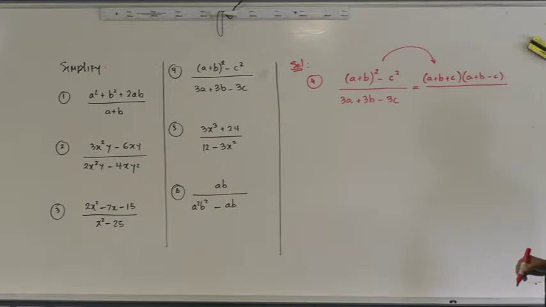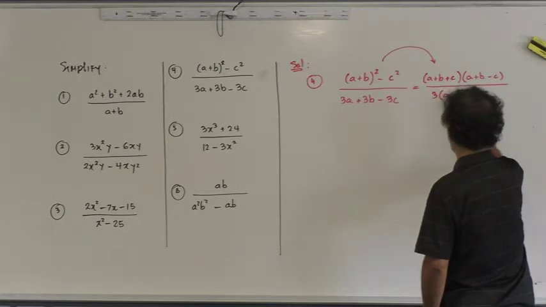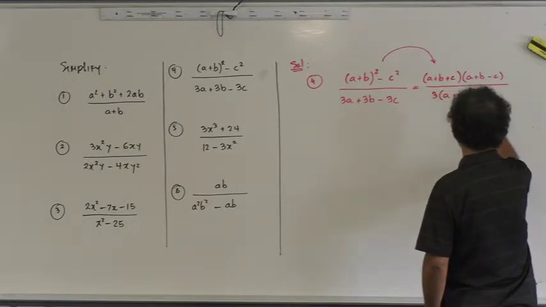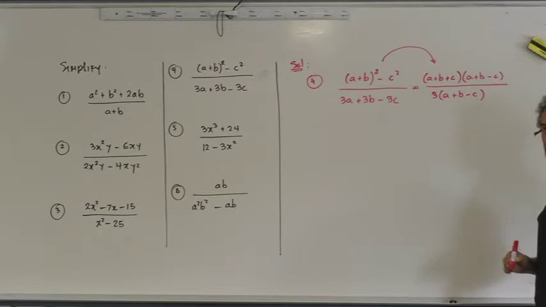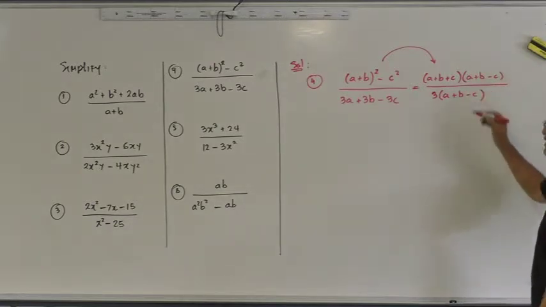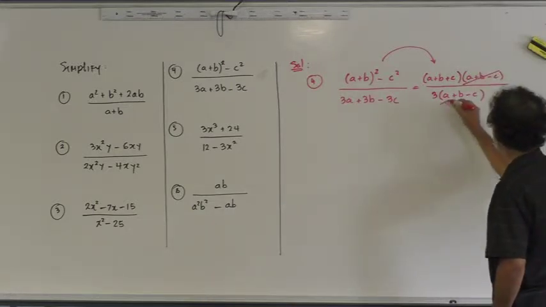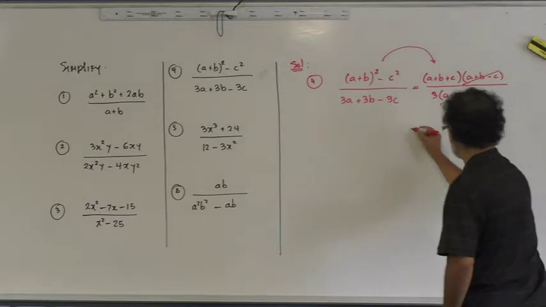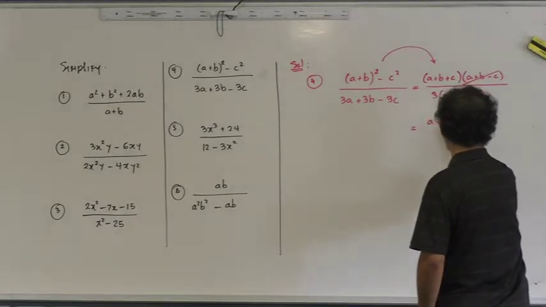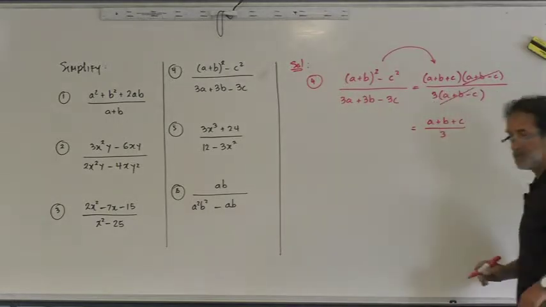And then, do we have any common factor from the bottom? 3. So we're going to say 3 is the common factor of a plus b minus c. And now it is good because we have a common factor, which is a plus b minus c. So we can get rid of that and get rid of that. So the answer is going to be a plus b plus c divided by 3. That's it.